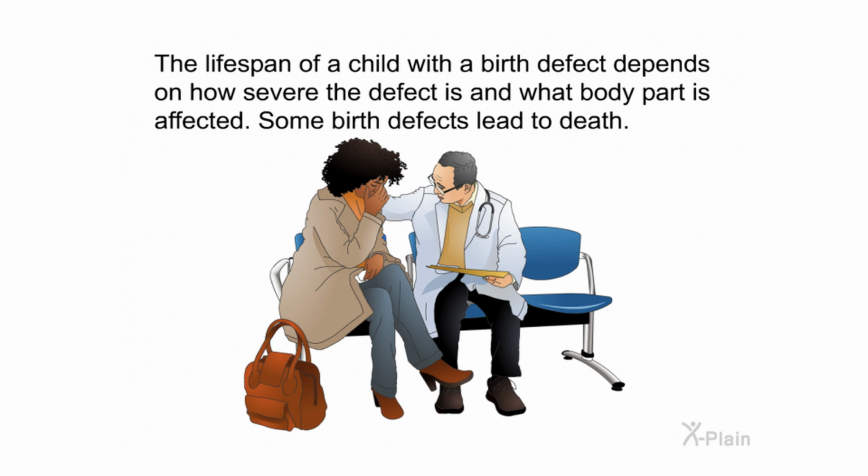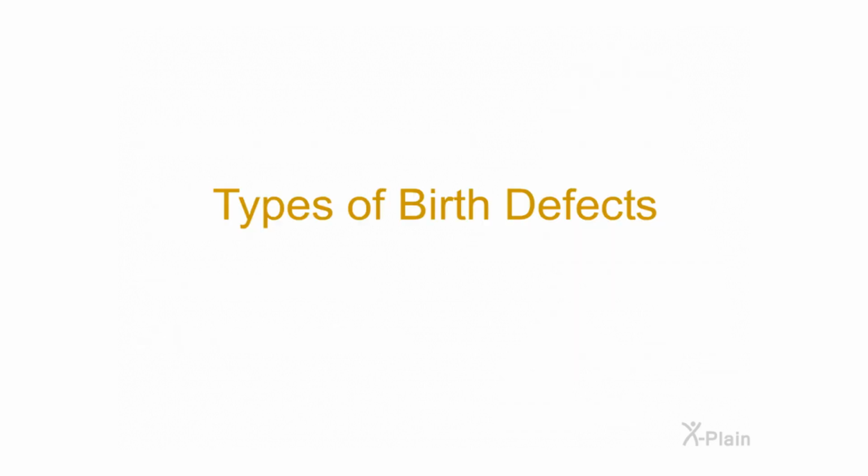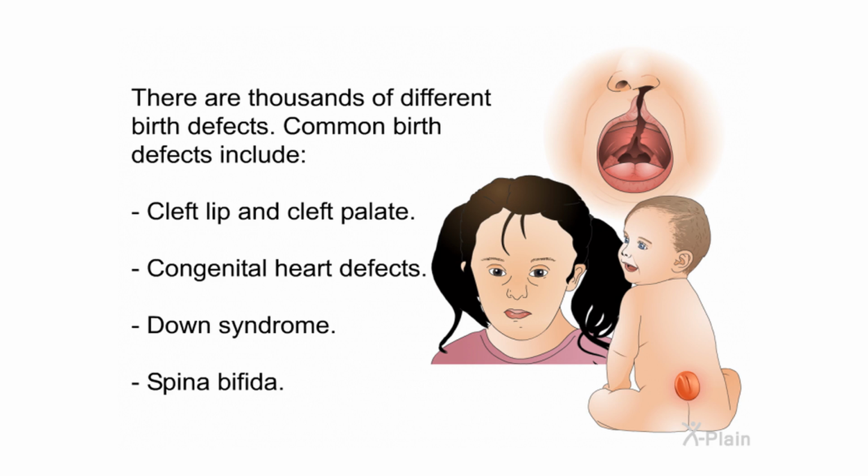The lifespan of a child with a birth defect depends on how severe the defect is and what body part is affected. Some birth defects lead to death. Other birth defects can cause intellectual and developmental disabilities, physical disabilities, and other health problems. Types of birth defects. There are thousands of different birth defects. Common birth defects include cleft lip and cleft palate, congenital heart defects, Down syndrome, and spina bifida.